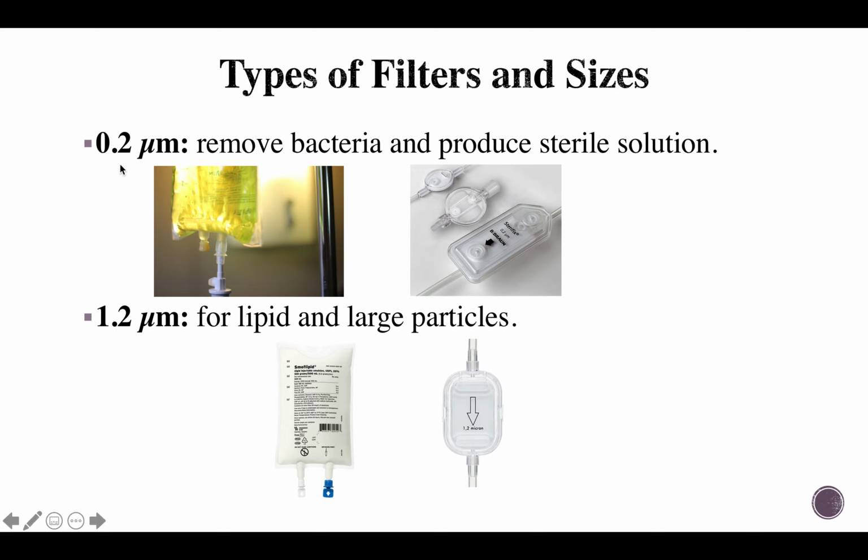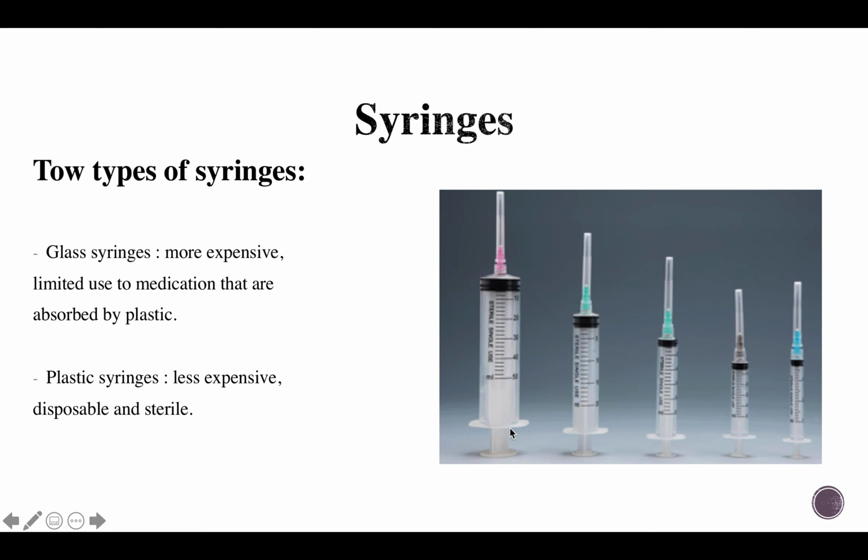The second type is 0.2 micrometer, to remove bacteria and produce a sterile solution. We commonly use it with IV fluids and the total parenteral nutrition bag. The 1.2 micrometer is for lipids and larger particles, as you see here.